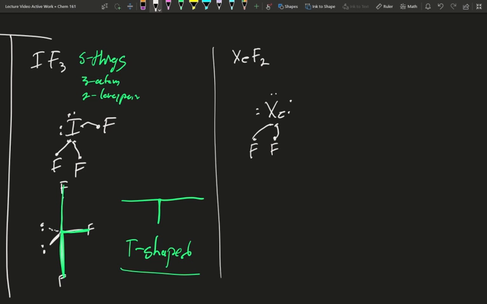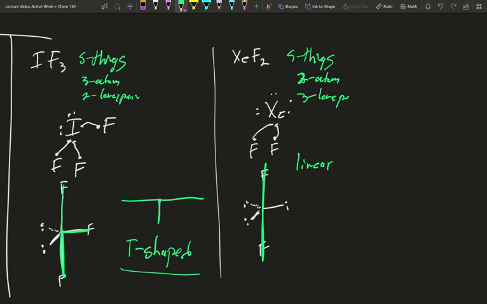We break up one of those lone pairs. Well, that's 2 fluorines and 3 lone pairs. My lone pairs would go around the middle to spread out. My fluorines go up and down, which means this just looks like a straight line. It's linear. 5 things, 2 atoms, 3 lone pairs makes it a linear molecule.